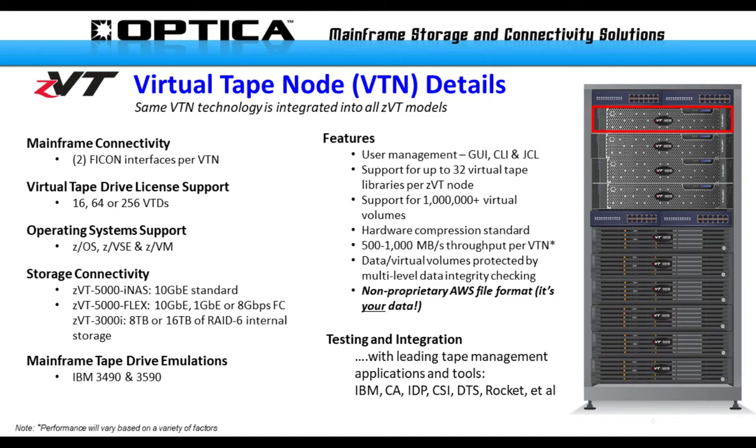So I wanted to give you a little bit of an overview of the feature function of the virtual tape node so that you understand where it fits and what the options are for it. First, as far as mainframe connectivity, each virtual tape node has two FICON interfaces on it. Okay, so if you wanted to scale the performance of your system in an INAS model, for example, you would add virtual tape nodes to the system and you will gain performance in that manner.